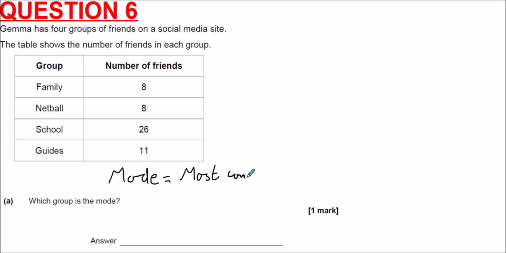So if you had a list of values, the mode would be the value which shows up the most. In terms of a table, the mode will be the group with the most items inside it. And so the group which is the mode is the school group, because 26 is the highest number of friends out of all of these different groups. And so the mode we need to just write down is school.